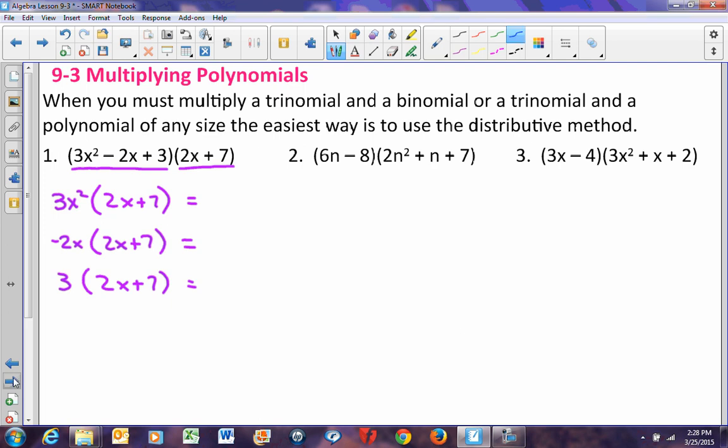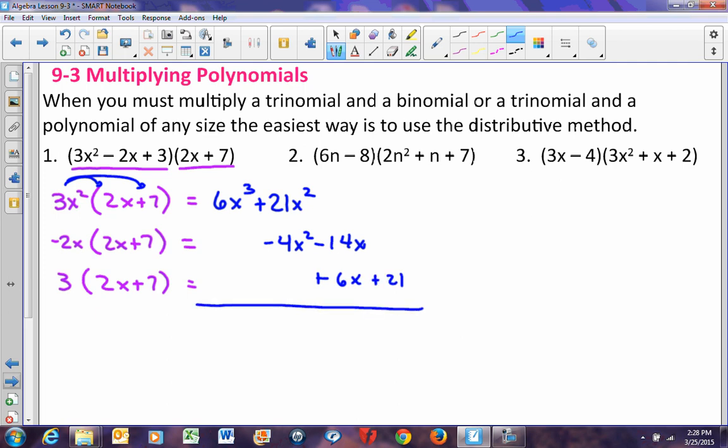So here, if I distribute this, I'm going to stop drawing arrows pretty soon because they're annoying me. 3x squared times 2x is 6x to the third. Pay attention to signs. 3x squared times 7 is 21x squared. Then I have negative 2x times 2x, which is negative 4x squared. Notice what I'm doing here. I'm lining up my like terms. Negative 2x times 7 is negative 14x. Here I have 3 times 2x, which is 6x, so plus 6x. And 3 times 7 is 21.